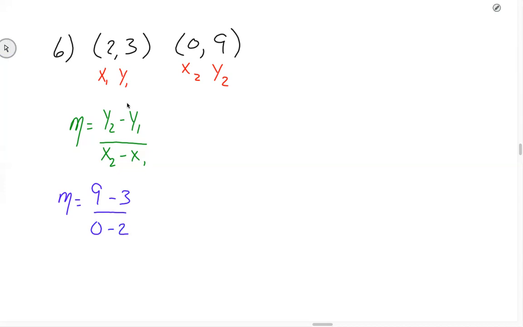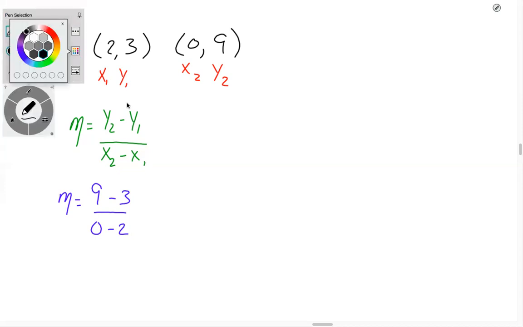Harshan, last step. Solve and simplify. So I have this up here. Harshan, what is 9 minus 3? 6. And what is 0 minus 2? Do you know what 6 over negative 2 is, Harshan? Perfect. So we have our slope. And now here's the trick.